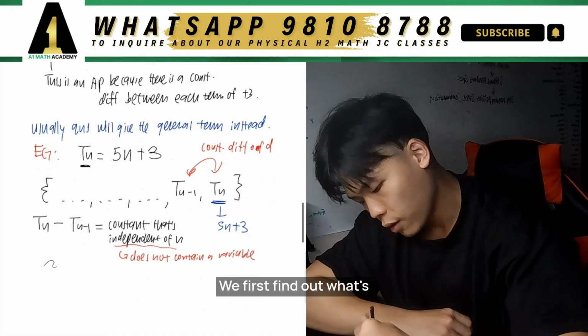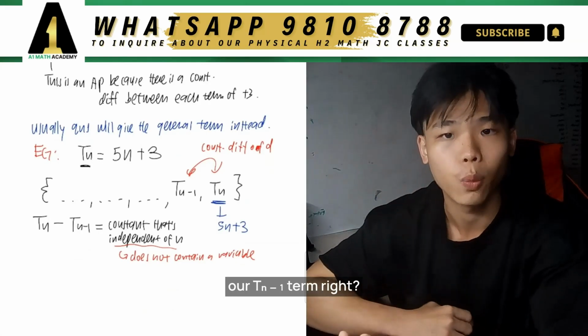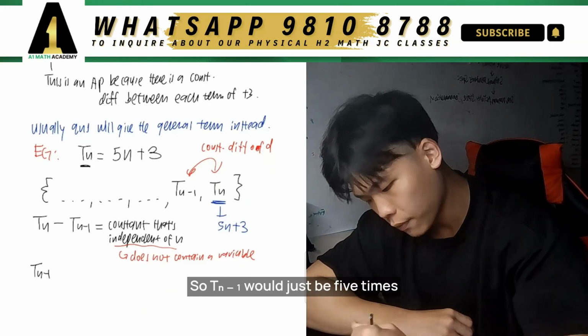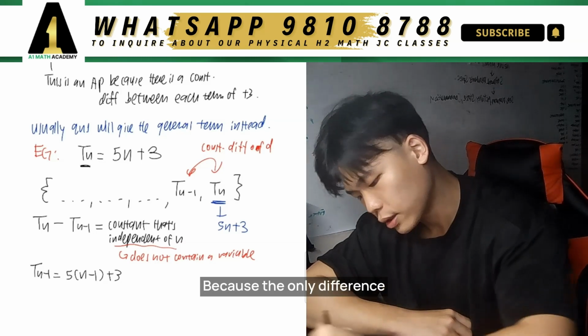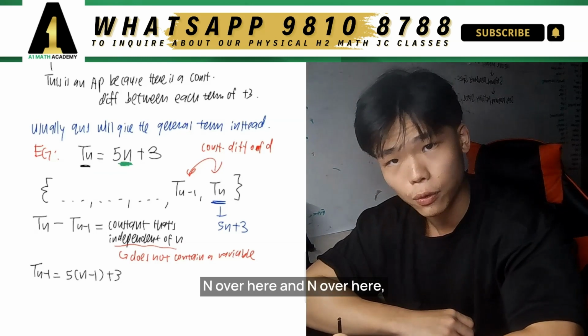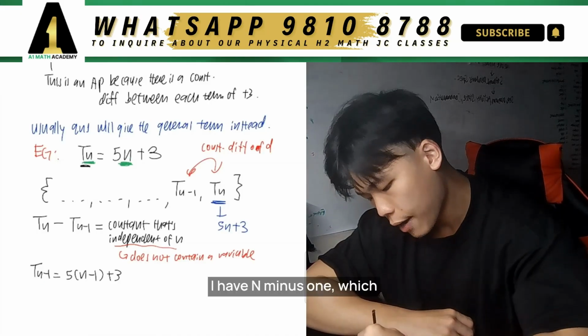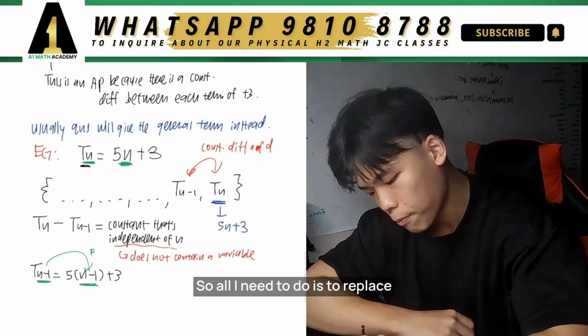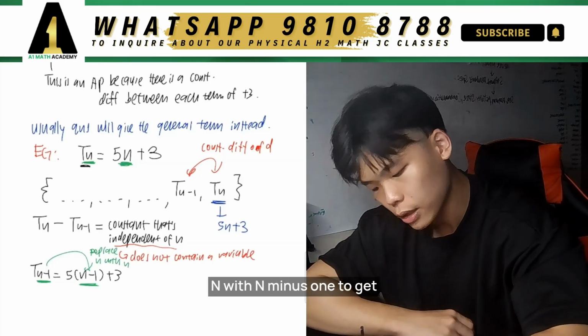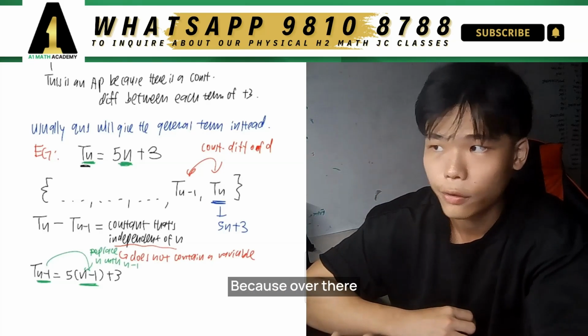Very simple. We first find out what our Tn minus 1 term is. Tn minus 1 would just be 5 times n minus 1 plus 3. The only difference is that instead of having n, I now have n minus 1. So all I need to do is replace n with n minus 1 to get the n minus 1 term, because n is the variable.